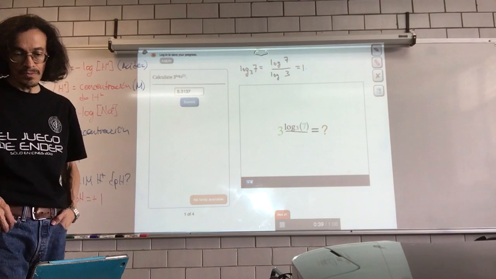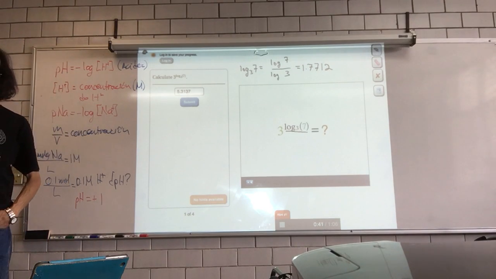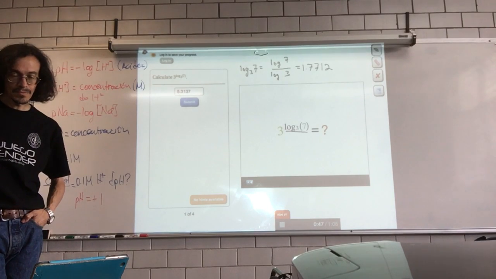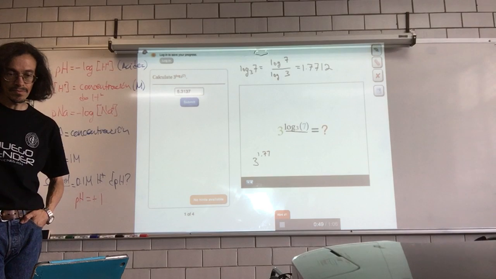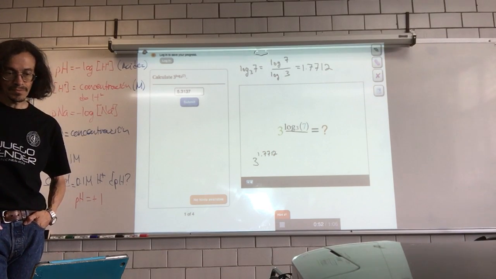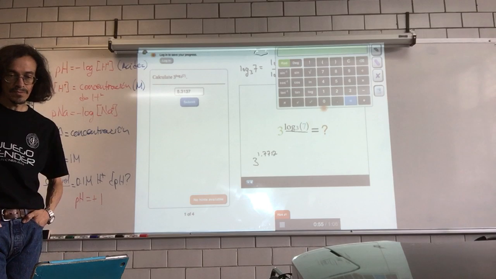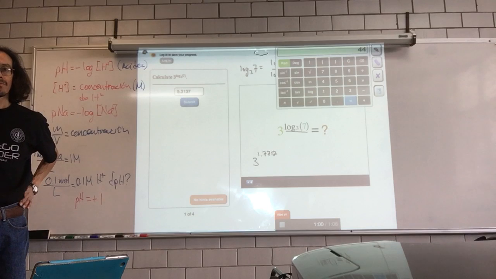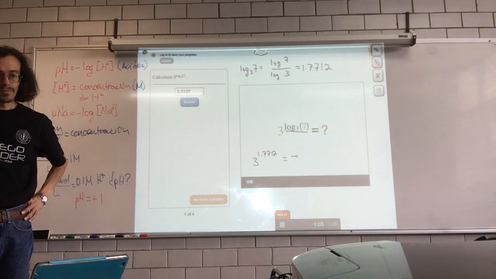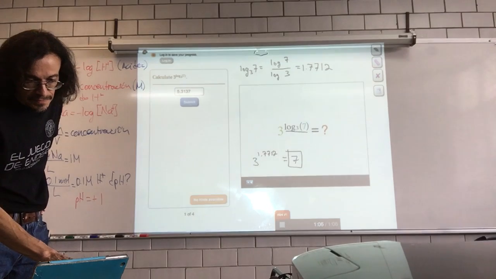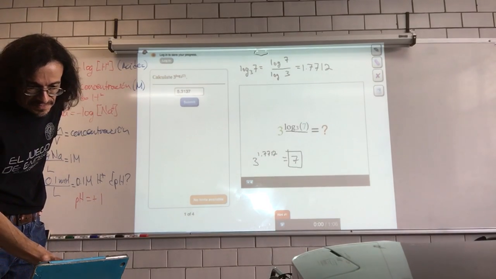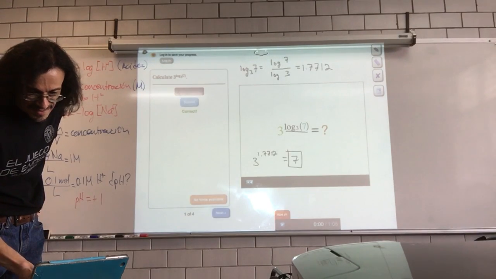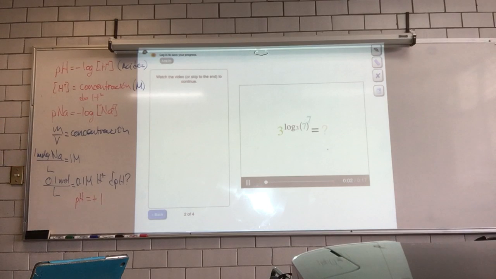So this is 1.7712. And the question is asking us what 3 raised to the power of that is equal to. So what's 3 raised to the 1.7712? Well, let's look at our calculator again. 3 raised to the 1.7712 is equal to something that's basically 7. So that's our answer. The answer turned out to be 7.